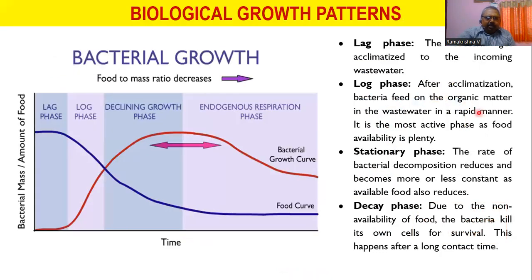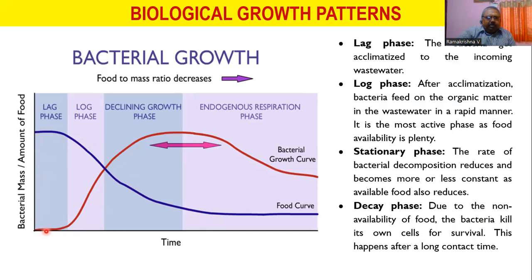Now let us look at the pattern of biological growth. So here we are seeing two different lines, a blue line as well as a red line. The blue line is indicating the amount of food, that is, the organic solids, because bacteria will survive on the carbonaceous matter. So initially, when the wastewater enters a particular tank where the biological system is undergoing, the organic content availability is very high. And here the bacterial growth in the tank is very low.